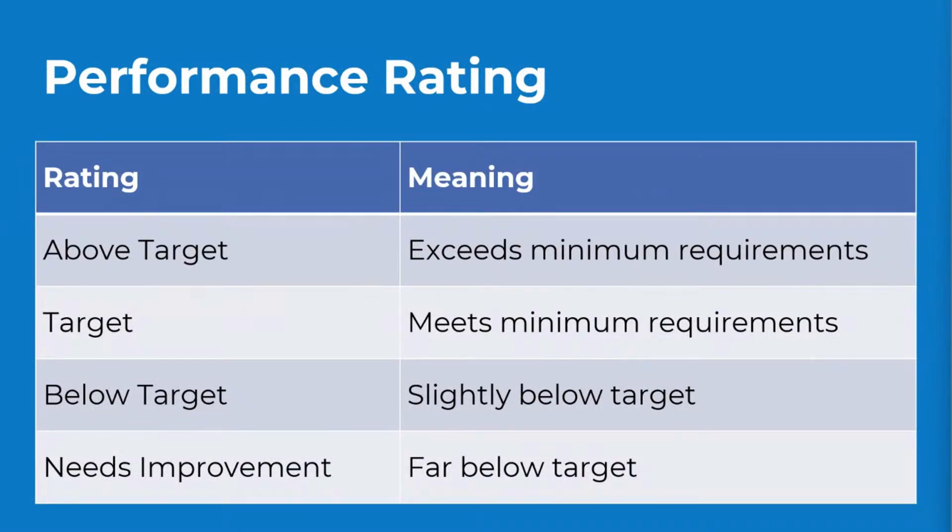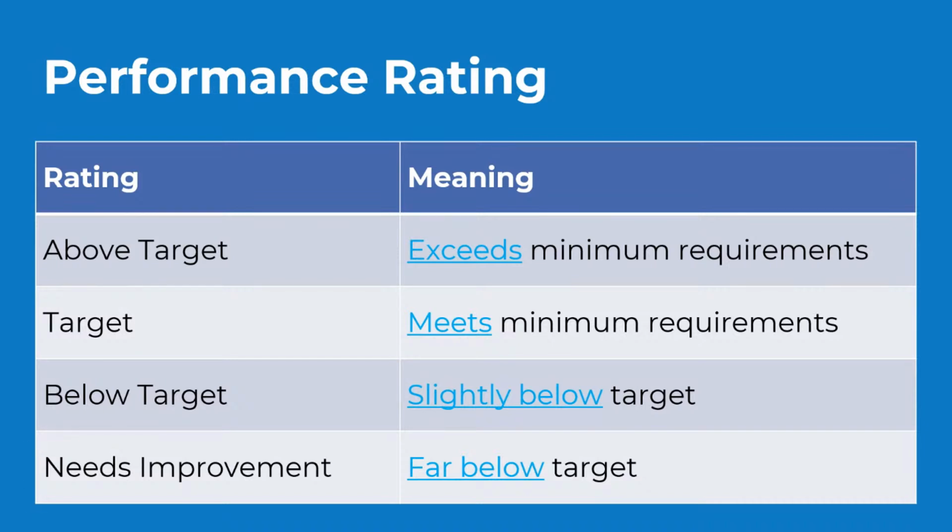Below target means, yeah, you're just slightly below. You missed it just by a smidgen there. And needs improvement, yeah, that's far below target. And with these 4 categories, PMI aims to offer guidance and information and support for those who are taking the exam, particularly if you need to retake your exam, right? You can then look at these and you can go, well, I'm slightly below here, I'm far below there, so I really need to study more in the people domain because I was far below target. It says needs improvement right there.